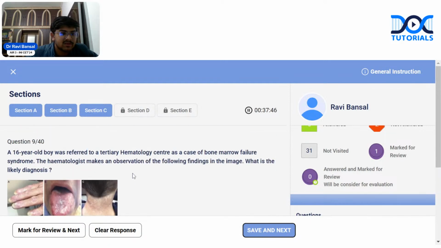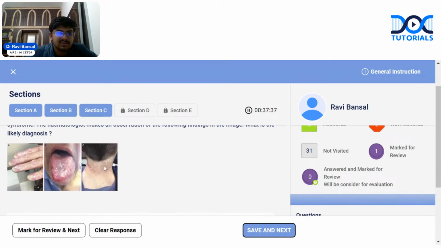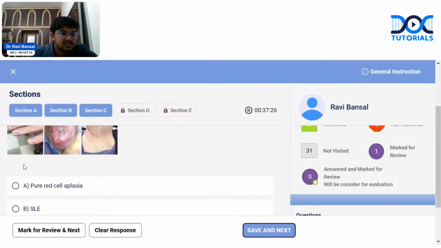So you can rule out these options and the obvious answer is GAVE. They have asked about the diagnosis. A 16-year-old boy referred to a tertiary hematology center as a bone marrow failure syndrome. Hematologists make an observation of the following finding in the image. What is the most likely diagnosis? So they have given some lesion on the tongue. There is some lesion on the neck. It is not very clear. So I will read the options.